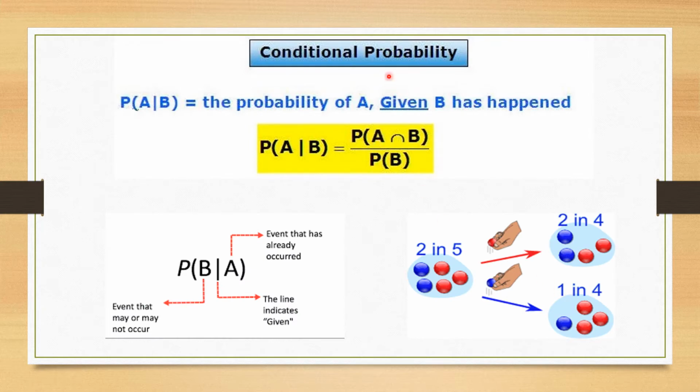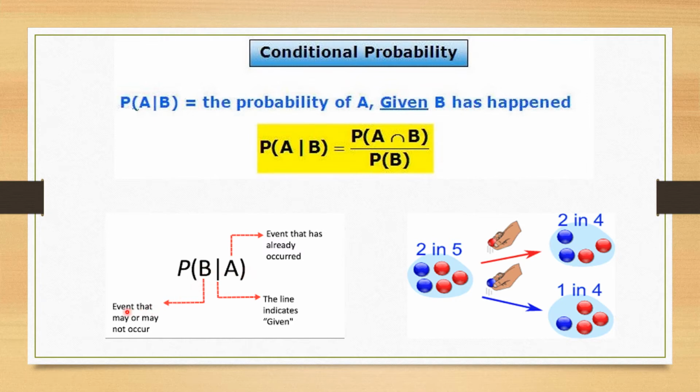Now what is conditional probability? We are going to start with how we denote it: probability of A, then this line, which indicates given. We can read it as A stroke B, or A by B, or A under B. Now what happens? The event which is at the top, the one you write first, it is B by A.